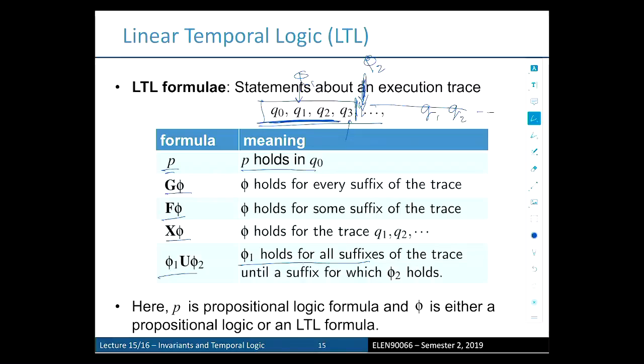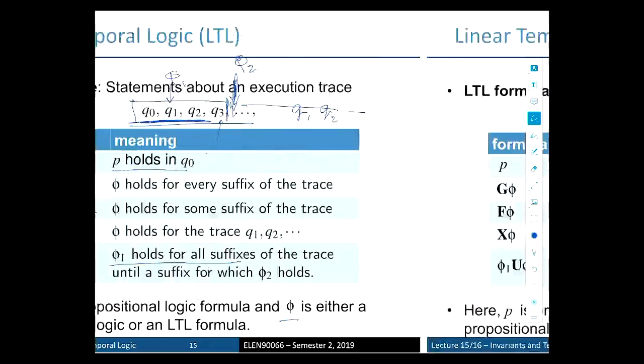Again, here P is a propositional logic formula, and phi is either a propositional logic formula or an LTL formula. So that we can compose this sort of formula inside each other as well.